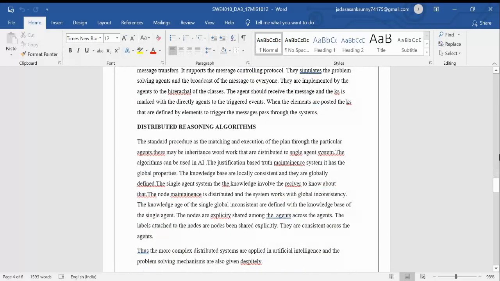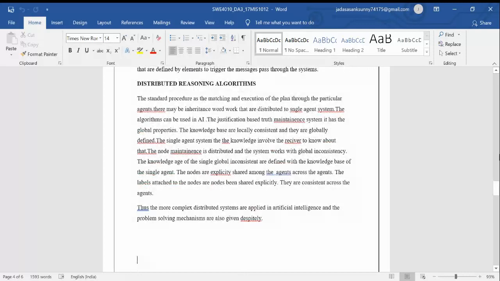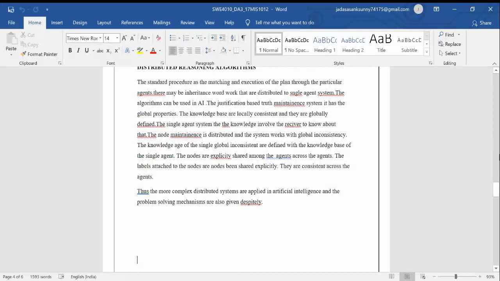This is a standard procedure which we can use for these distributed algorithms. The major algorithm is like a JDBC algorithm, which has a very high exclusivity and priority for these distributed systems. It takes a node, and the labels attached to the node are only shared, but a particular message only can be shared and the labels are kept secret. So it has high tenancy and high efficiency.